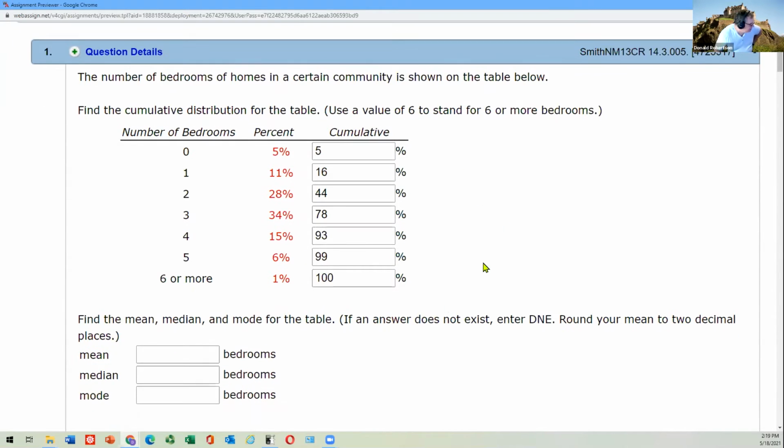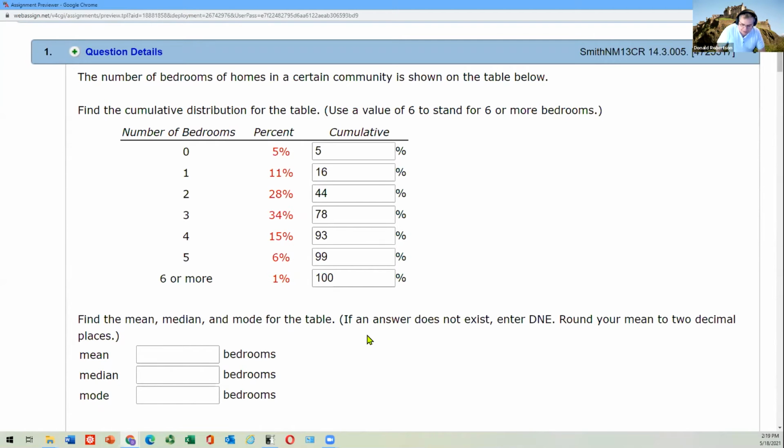Okay. Now, how to find the mean, median, mode from the table? If the answer does not exist, then you enter it. Now, that is going to be a little bit more difficult, and the reason for that is that we have to calculate a new mean. It's not one that you're going to get from the calculator. It is called a weighted mean.